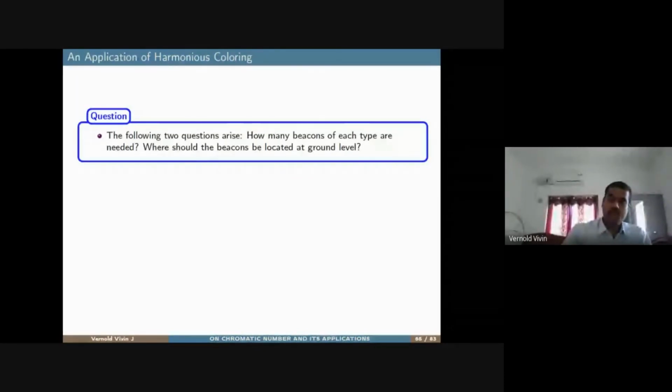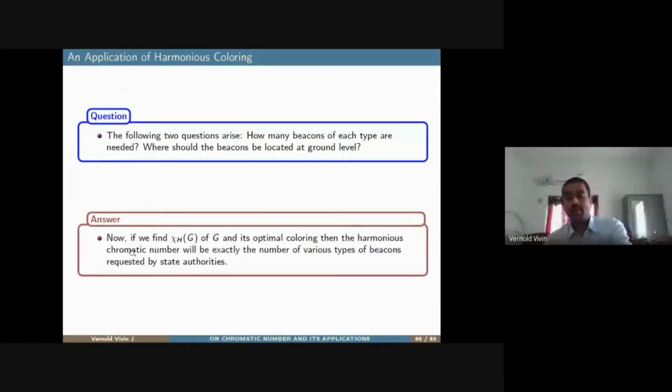With the help of those beacons, we can find different altitudes and no 2 beacons will be receiving or sending the same signal. Okay, so now if we find the chromatic number for that graph and its optimal coloring, then the harmonious chromatic number will be exactly the number of various types of beacons requested by the state authorities. Okay, this is an example of harmonious coloring. Right, I think I can conclude with this example.